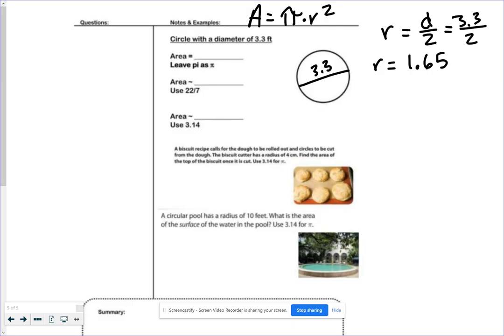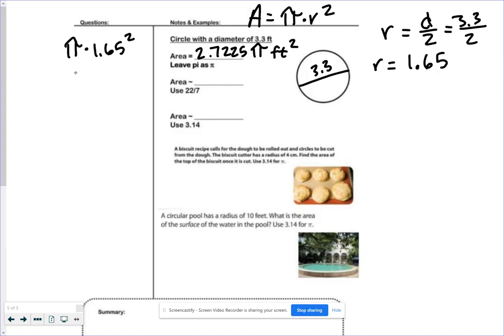All right, let's go solve. Leave it in terms of pi. So we are going to do pi times 1.65 squared. So 1.65 squared is 2.7225. And we leave the pi there because this one says leave it in terms of pi. And feet squared. Always square our answers.